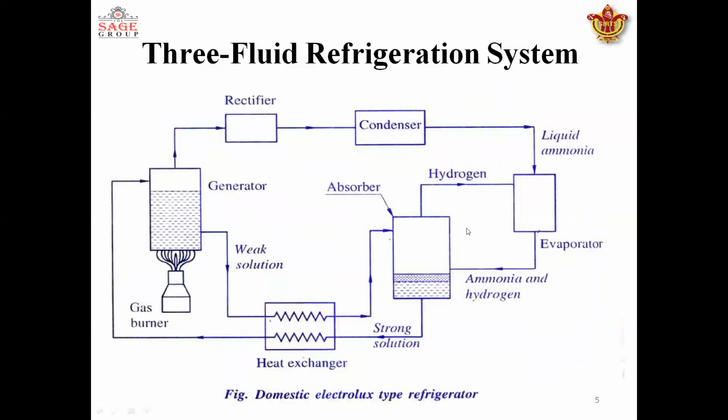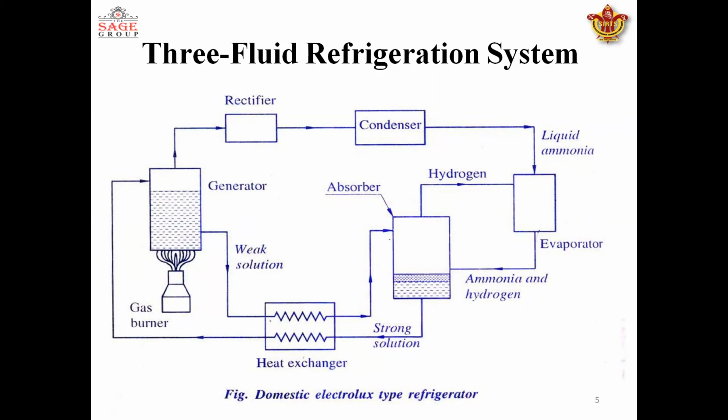system. Again, another sort of vapor absorption refrigeration system is there, that is known by the name three fluid refrigeration system, and usually we call this system the domestic Electrolux type refrigerator. Here we use three fluids. One is ammonia, that is the primary refrigerant. Second is water, that is the secondary refrigerant, and third is hydrogen, that is only meant to increase the evaporation rate inside the evaporator.